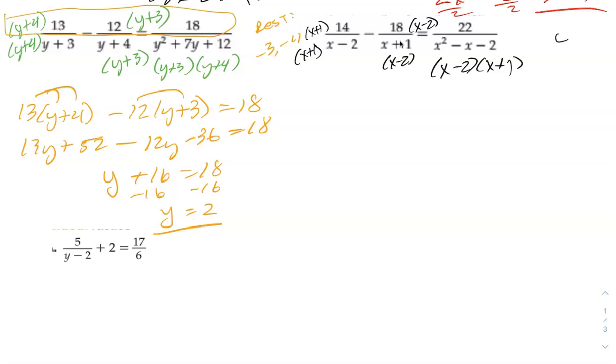I should do my restrictions before I start, just to make sure. Remember, it's all about the denominator. What can you not be? You can't be 2, and you can't be negative 1. So those two would be bad answers. Anything else should be okay.